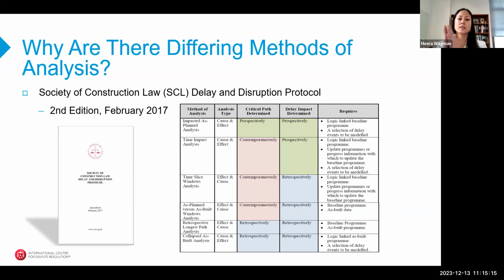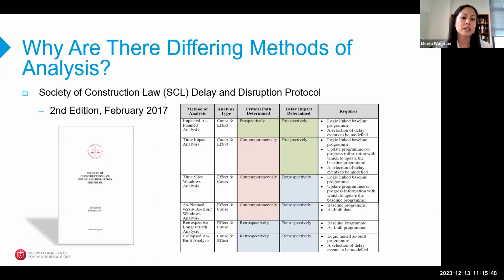Retrospectively, shown in blue, is when the project has now completed. You know all the facts. You're taking a backwards look retrospectively at what happened to try to really figure out what the delay impact was. And then the contemporaneous in the pink is saying that the critical path in those 3 methods is being assessed as you chronologically step through the project. That, in my view, is the best way in a forensic delay analysis to deal with critical path.